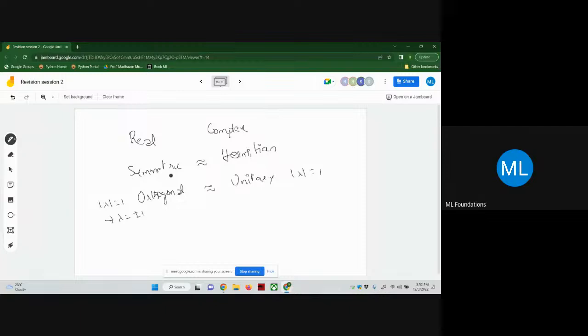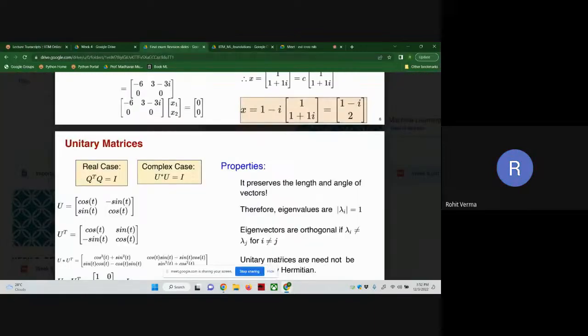In the symmetric case, we can say lambda is real. Here also lambda is real. In both the cases, if lambda i is not equal to lambda j, then the corresponding xi dot xj is going to be equal to 0. Basically, they are perpendicular, orthogonal.